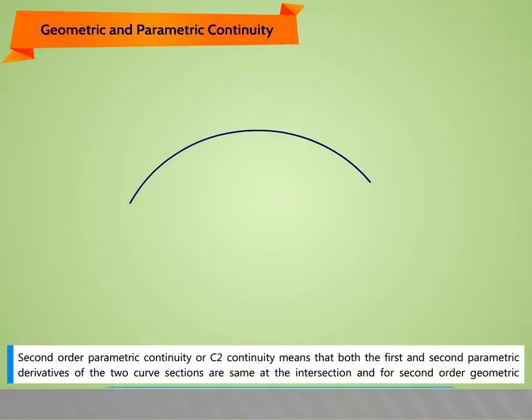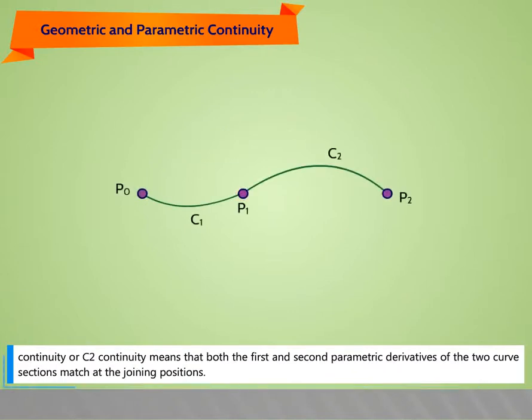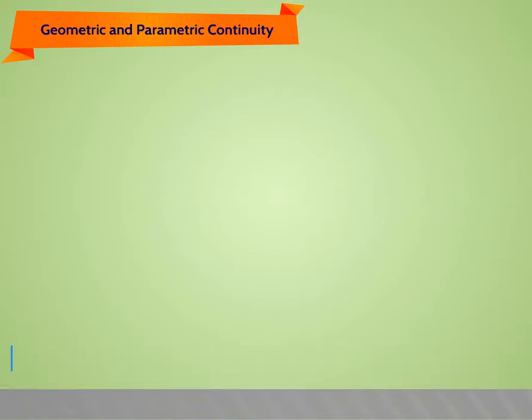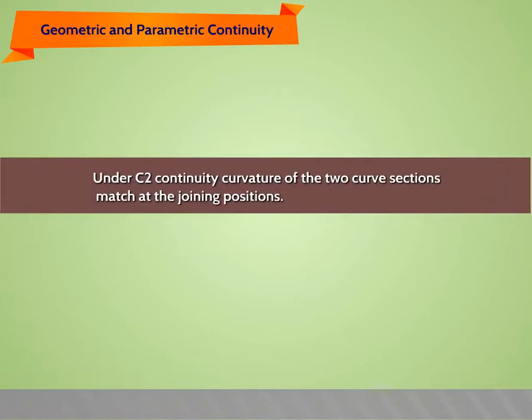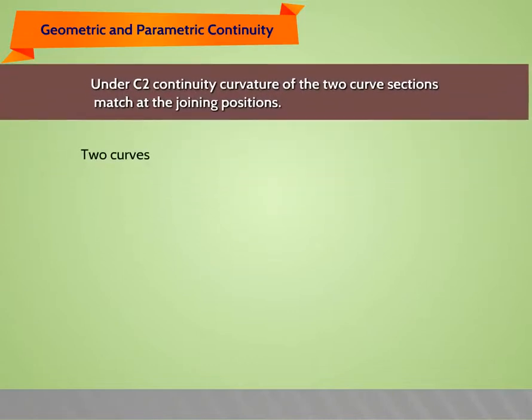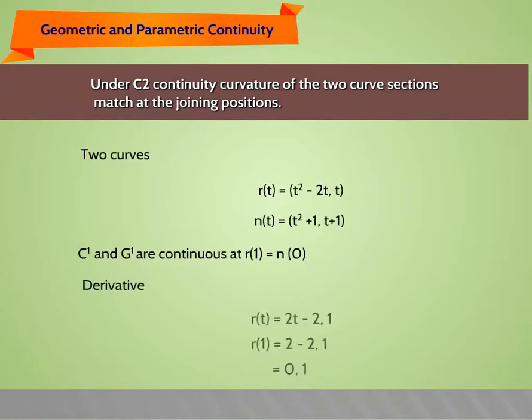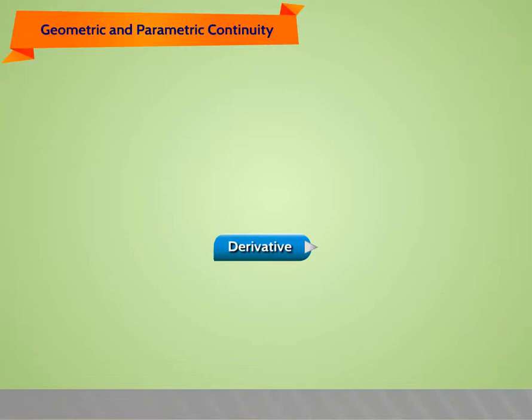Second-order parametric continuity, or C2 continuity, means that both the first and second parametric derivatives of the two curve sections are the same at the intersection, and for second-order geometric continuity, or G2 continuity, both the first and second parametric derivatives of the two curve sections match at the joining positions. Under C2 continuity, the curvature of the two curve sections match at the joining positions. Derivative.